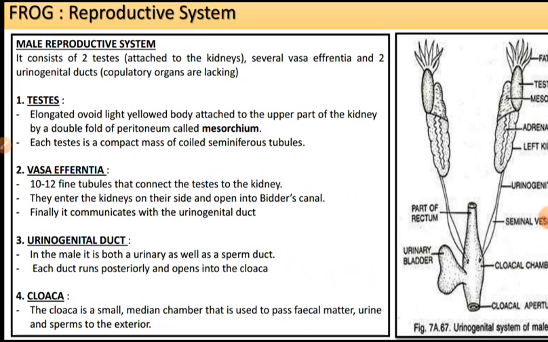These are held in position by a peritoneal layer called mesorchium. This mesorchium protects the kidneys in shape and position. At the anterior end of the testes, there are some finger-like lobes called fat bodies. Each testis is formed by a number of seminiferous tubules. The connective tissue present among the seminiferous tubules contains interstitial cells, mainly Leydig cells.